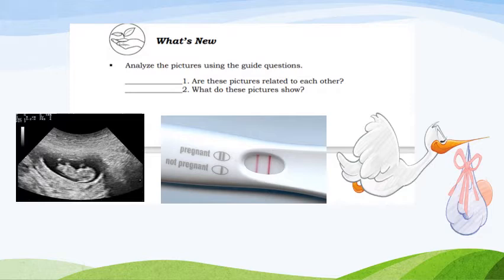Now let's analyze the pictures using the guide questions. 1. Are these pictures related to each other? 2. What do these pictures show?